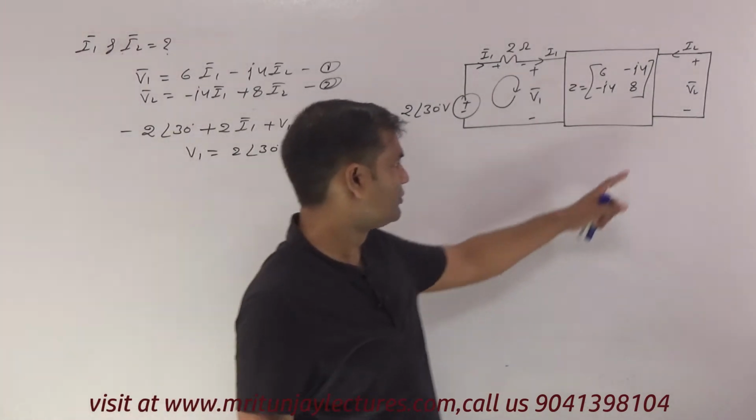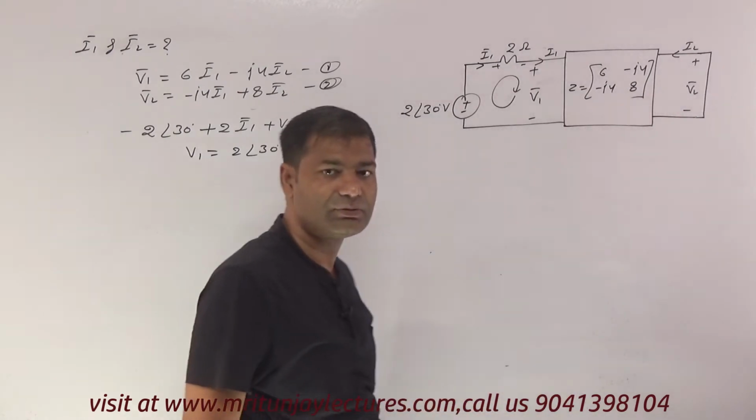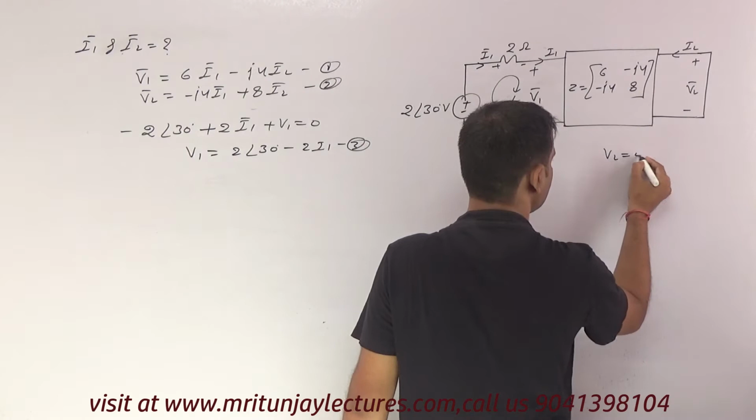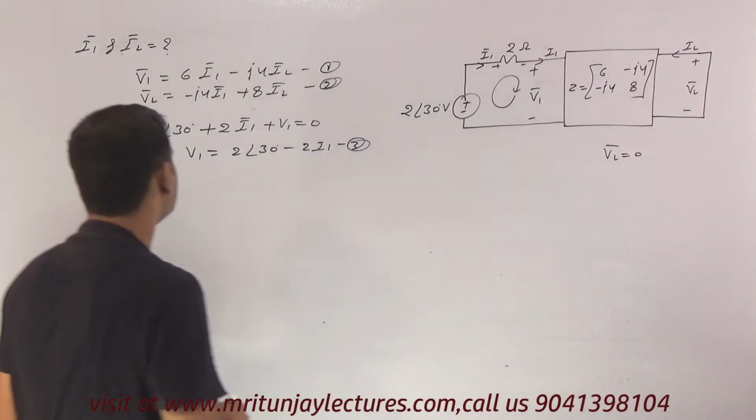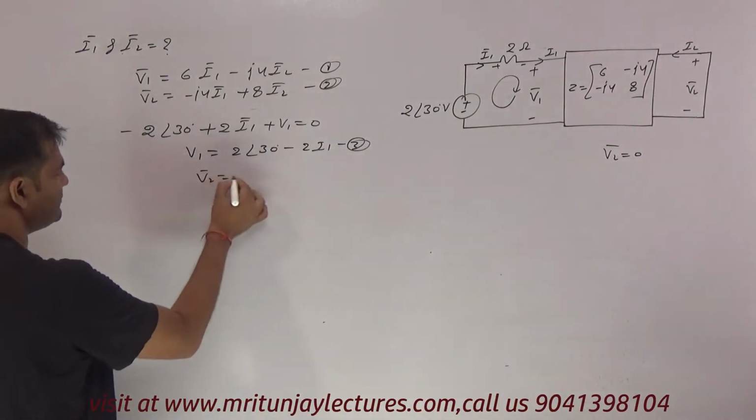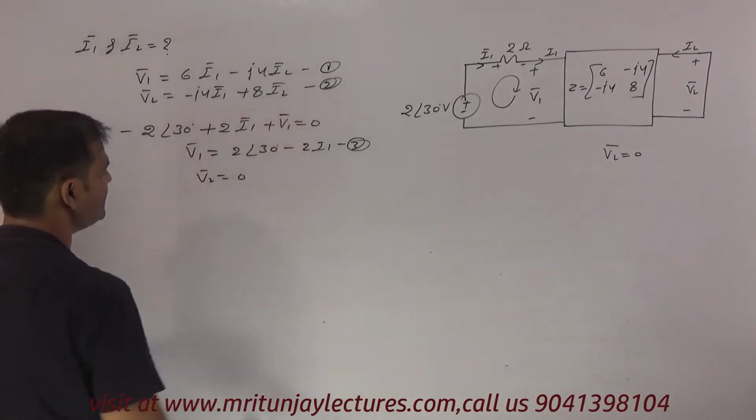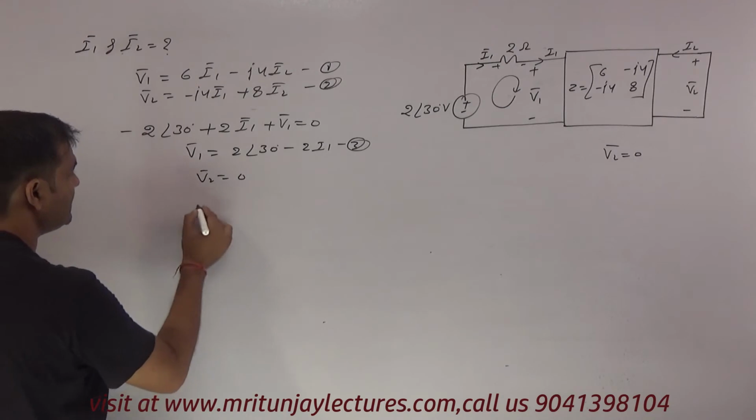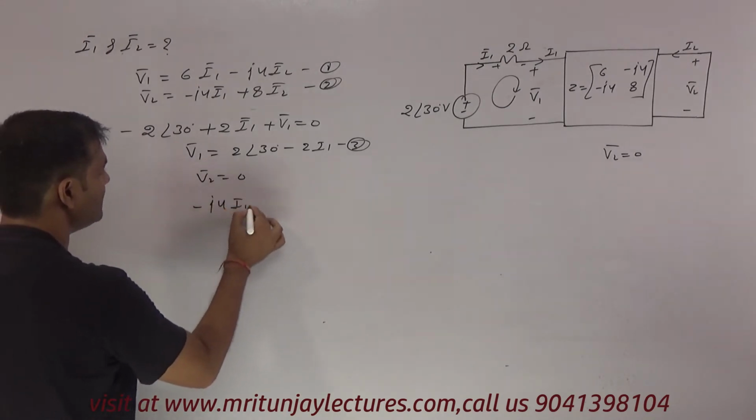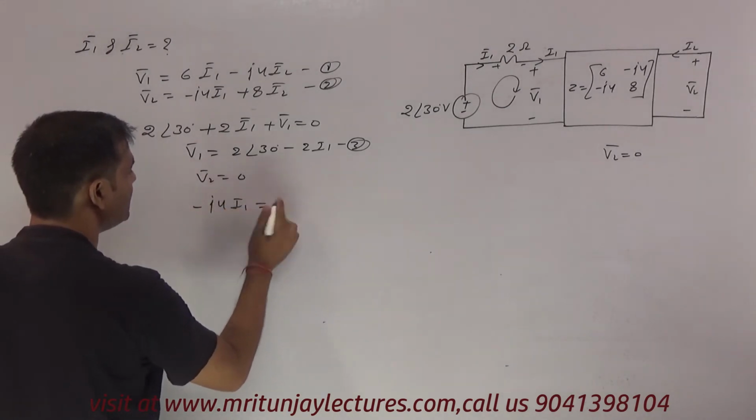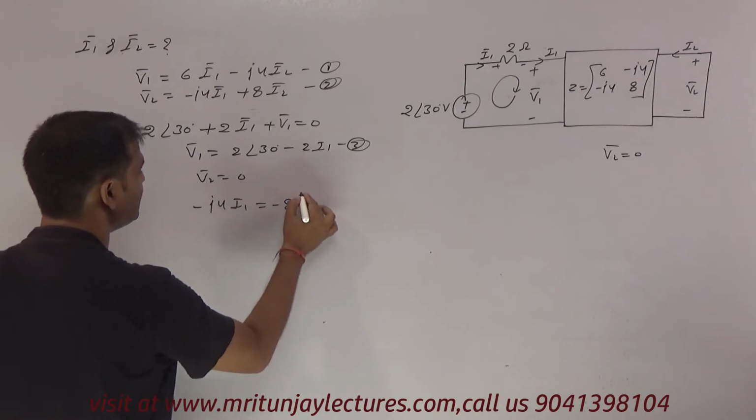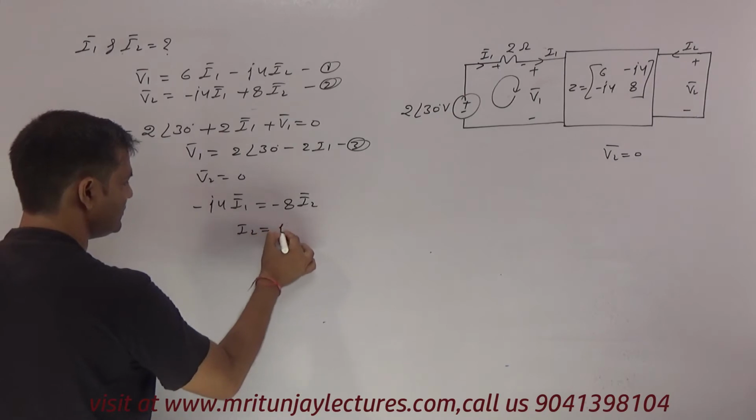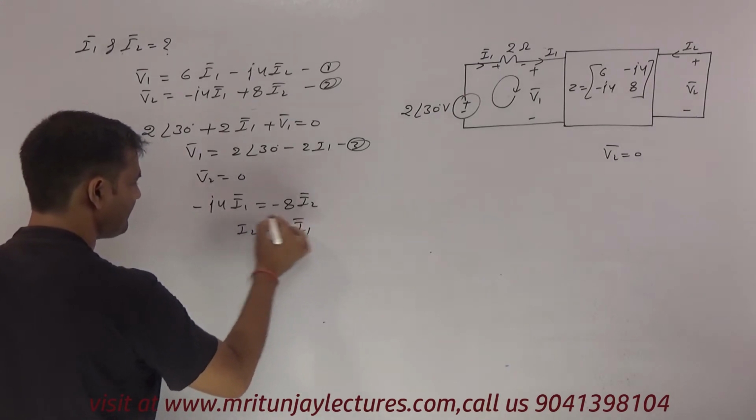Now port 2, V2 will equal 0 because of no resistance here. If V2 equals 0, then this value put here, and we get minus J4 I1, which will equal minus 8 I2. So I2 will equal J by 2 I1.